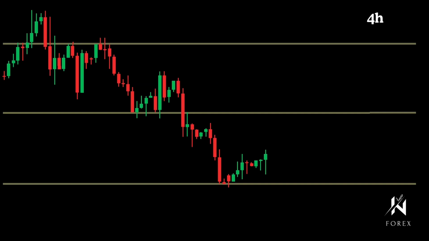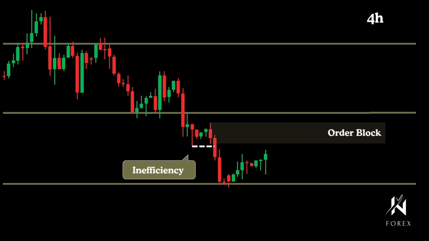We observe an inefficient move that created a fair value gap alongside a break of structure. The candle responsible for this inefficiency forms our order block zone, which may present a potential short entry. However, we cannot simply place sell limit orders on this zone, as the price has recently rejected a key daily level, suggesting a possible turning point in the short-term downtrend. Therefore, we must seek bearish confirmations in lower time frames, such as the 15-minute chart, before executing short positions.